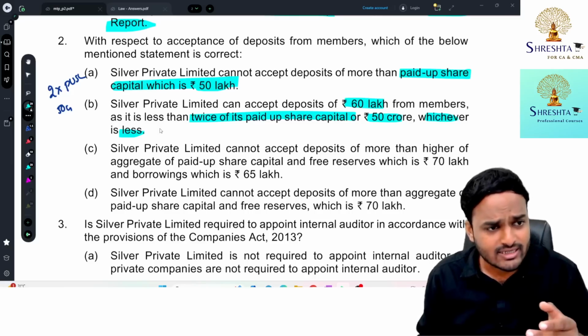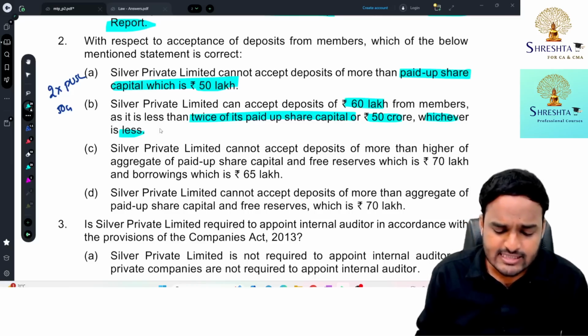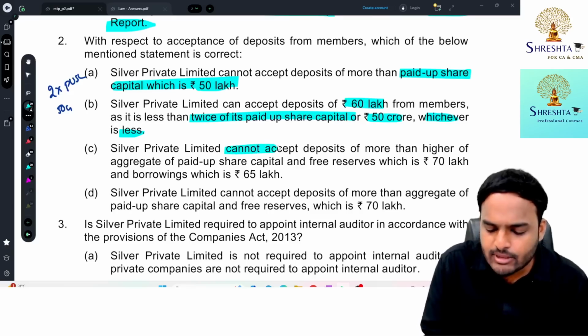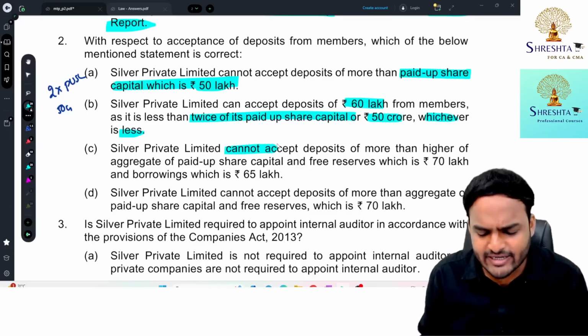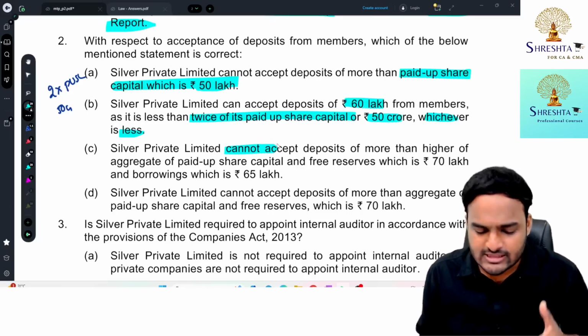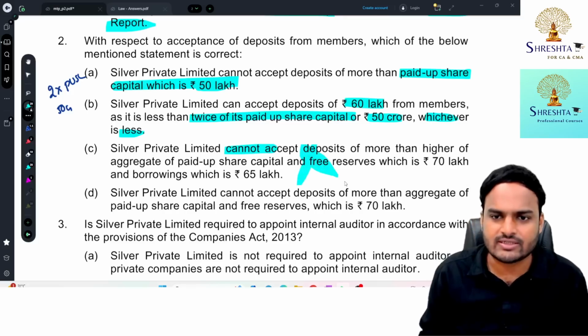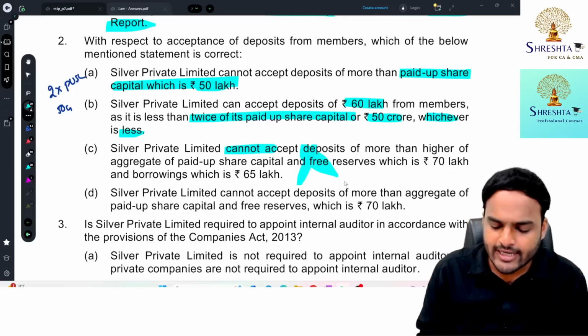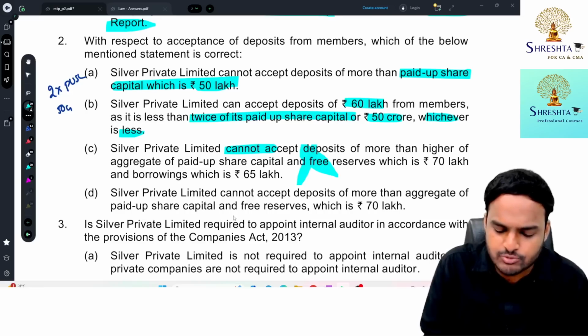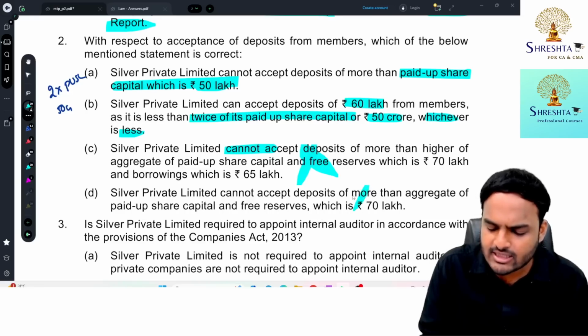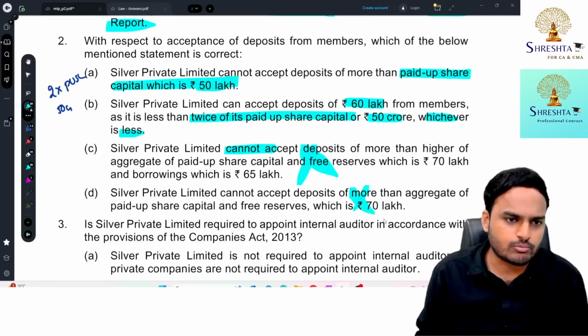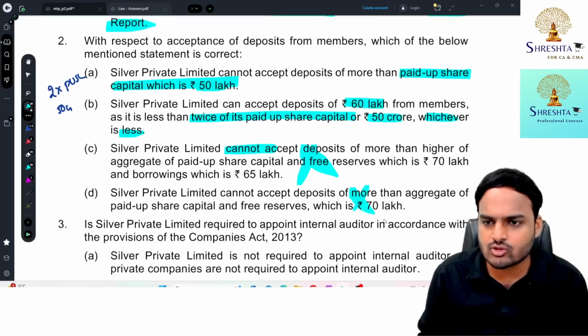Correct option only. Let's see the remaining two options. Silver Private Limited cannot accept deposits of more than the higher of aggregate of paid up share capital and free reserves, which is 70 lakhs, and borrowings, which is 65 lakhs. There is no such restriction. Silver Private Limited cannot accept deposits of more than aggregate of paid up share capital and free reserves, which is 70 lakhs. This is also not a correct option.